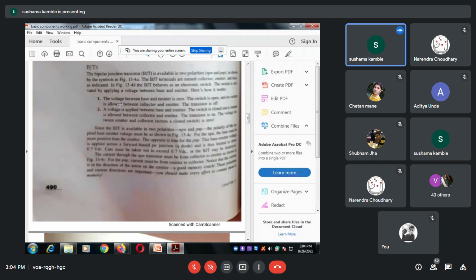Okay, here is how it works. The voltage between base and emitter is 0. Then the switch is open and no current is allowed between the collector and emitter.